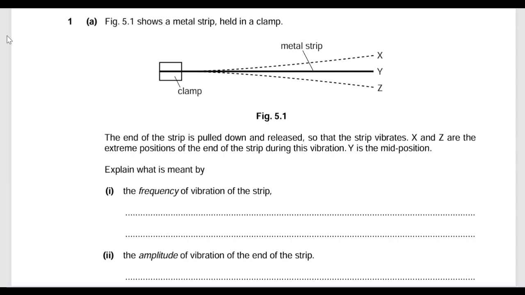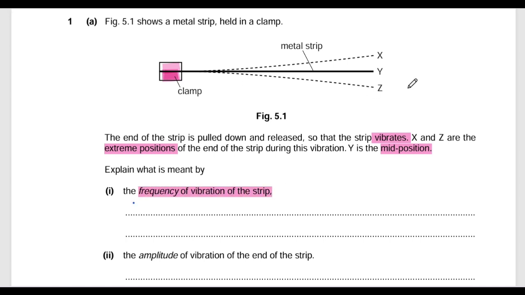In today's video, we'll be doing IGCSE Physics topic sound waves. So first of all, question number 1 is saying figure 5.1 shows a metal strip held to a clamp. This is a clamp on which we have attached a metal strip which is going to vibrate. The end of the strip is pulled down and released so that the strip vibrates. X and Z are the extreme positions of the end of the strips during the vibrations. Y is the mid position. So explain what is meant by the frequency of the vibration.